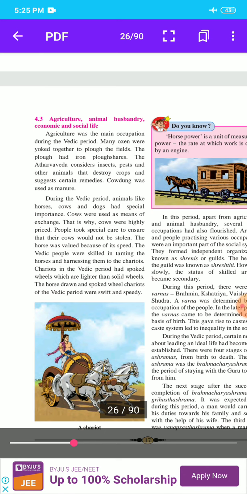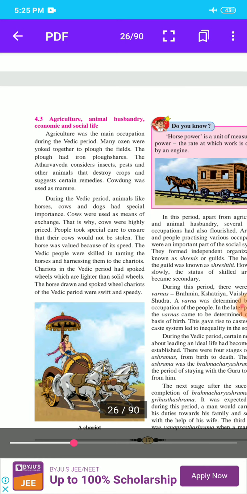The horse was valued because of its speed. The horse's speed is very high. The Vedic people were skilled in taming horses and harnessing them to chariots. Chariots in the Vedic period had spoked wheels, which are lighter than solid wheels. The horse-drawn, spoked-wheel chariots of the Vedic period were swift and speedy.